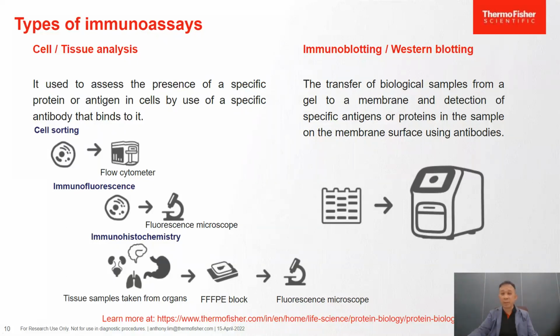Immunoblotting, which is shown on the right, or commonly known as Western blotting, uses the transfer of biological samples onto a membrane that permits the detection of specific antigen or protein samples using a specific antibody against the target. Our next presenter, Dr. Audrey Lim, will be sharing further insights into this technique.